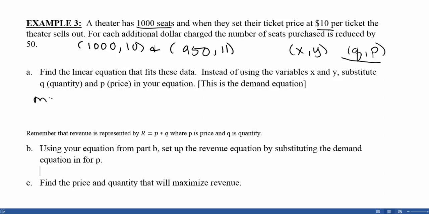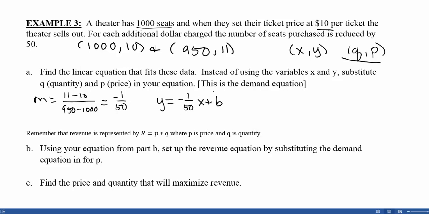Remember, slope is change in y over change in x. So here, I'm going to do 11 minus 10 divided by 950 minus 1,000. That's going to give me negative 1 over 50. So the slope of my line is negative 1/50th. So here, I have y equals negative 1/50th x plus b.